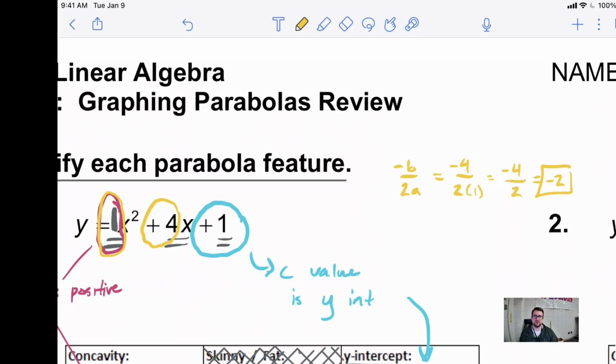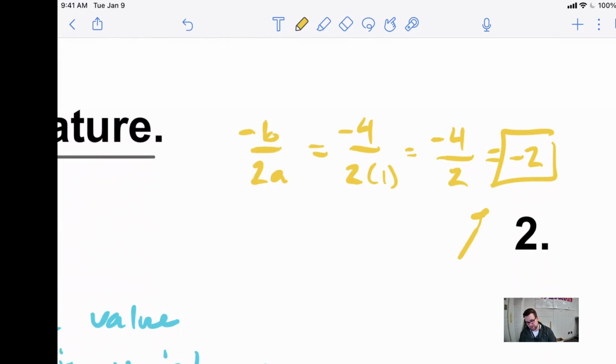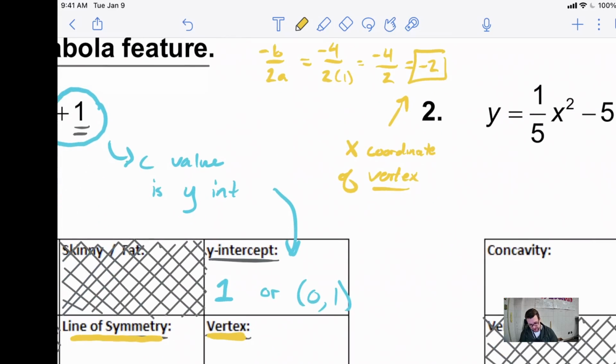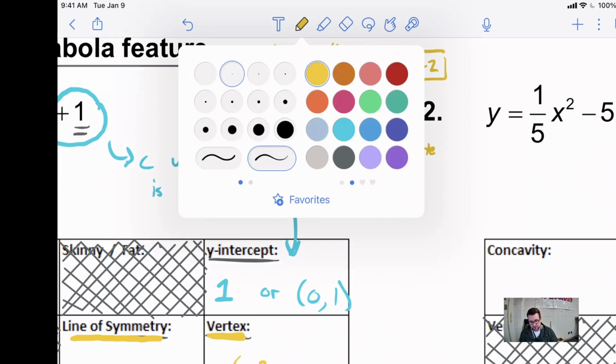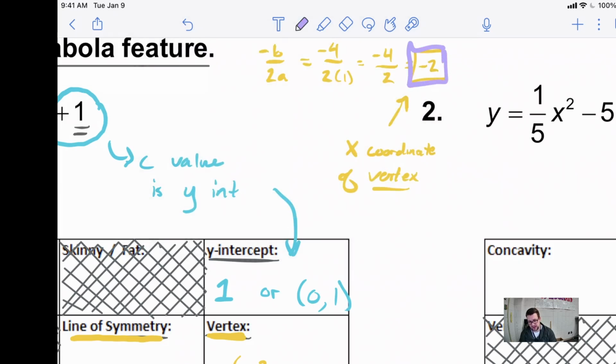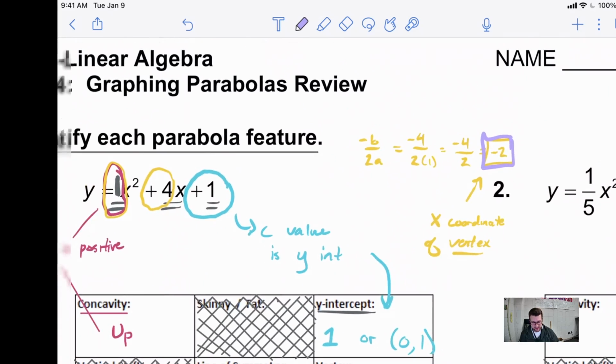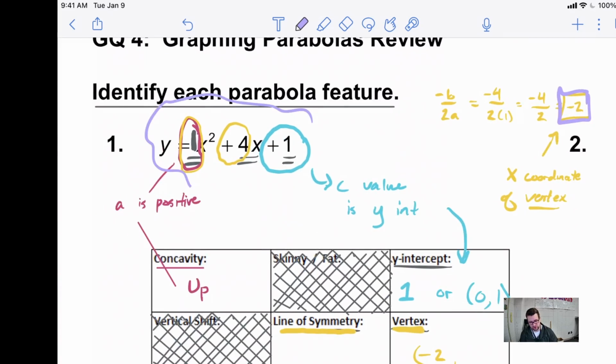Now, that negative 2 is a very important value. This is the x coordinate, the x value of our vertex. As we know with parabolas, the vertex is one of those key features. So the x coordinate of our vertex is negative 2. Now, in order to find the y coordinate of the vertex, we want to take that x coordinate that we just found and plug it back in. So we're going to take negative 2 and plug it into our original function. Right, so now we want to plug back in.